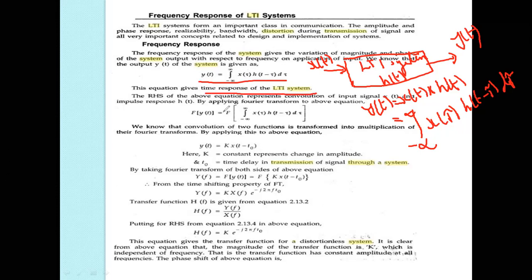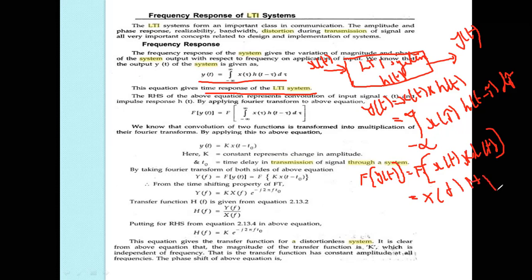Now apply the Fourier transformation on both sides. The Fourier transformation of y of t is equal to the Fourier transformation of the convolution of the two functions, x of t with h of t. We know the property: convolution in time is product in the frequency. What is that product? X of f and h of f.